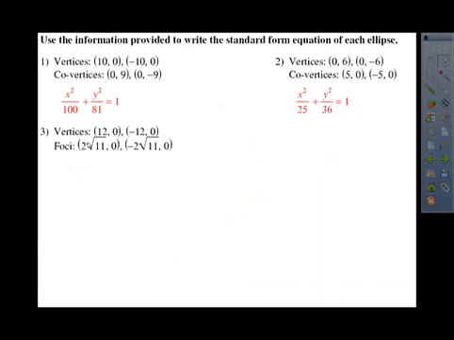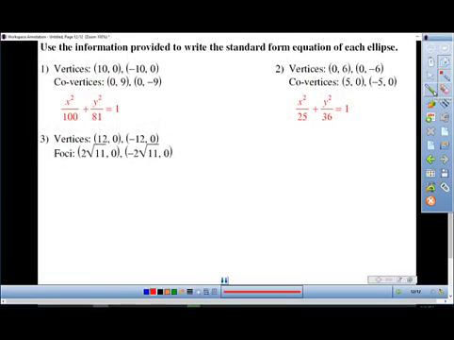So here's an example where it gives you the foci and the vertices, and you have to come up with the equation. All right, so let's go ahead and try to mess around with this. Let's see what we got. I'm going to draw a coordinate plane. The vertices are at 12 and negative 12.